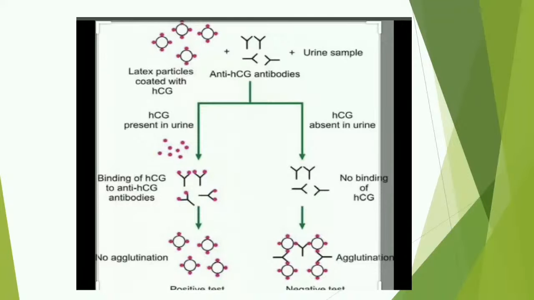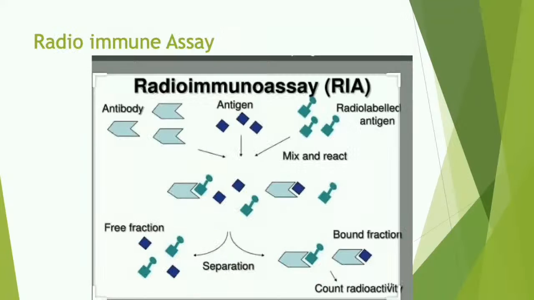So the test is positive when there is no agglutination occurring. At the same time, the test is negative, or she is not pregnant, if agglutination has occurred. So kindly understand this picture, it's very easy. So this comes under the agglutination inhibition test.